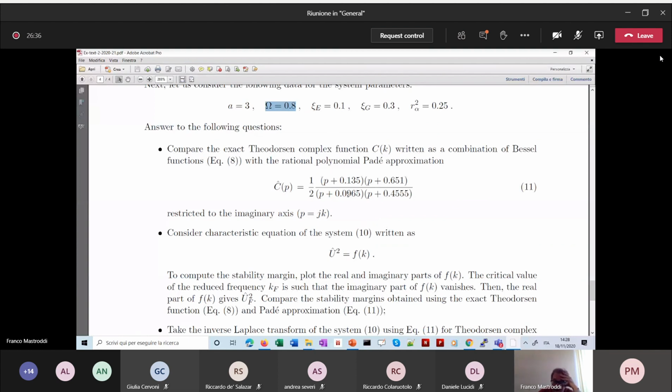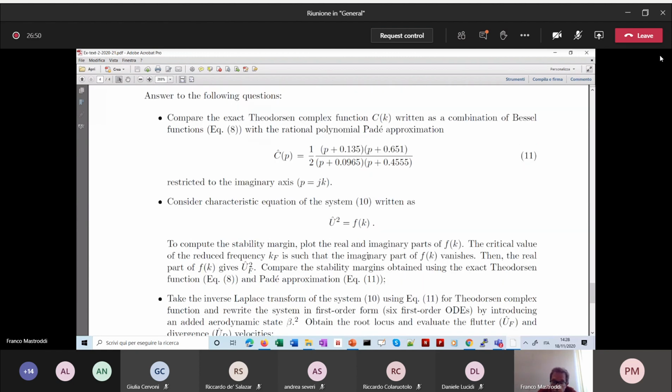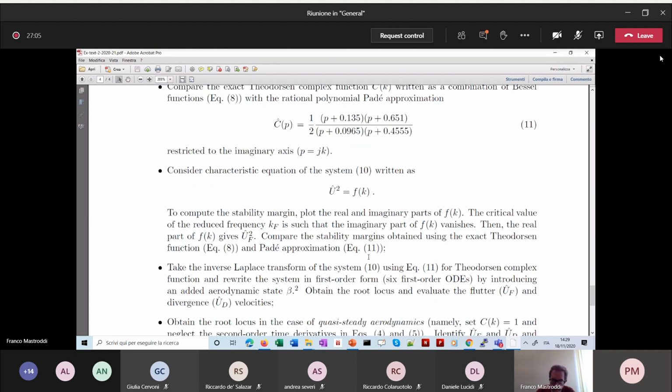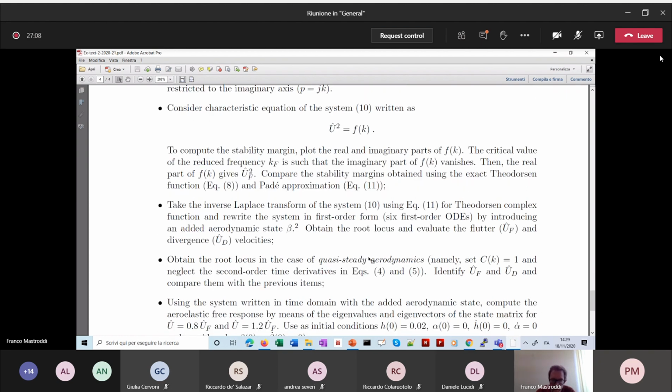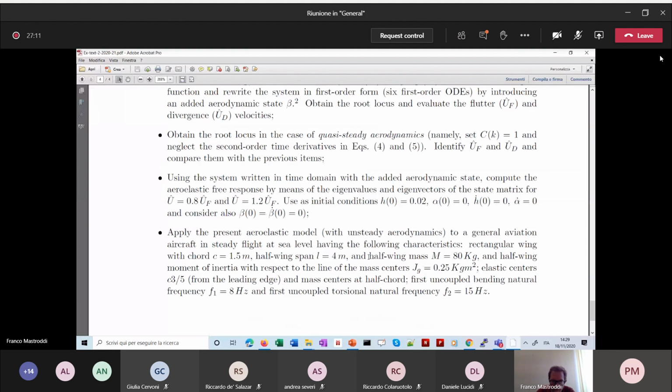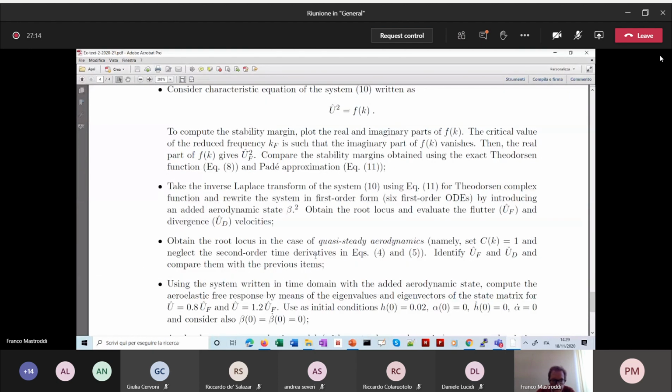First, assuming the exact expression for the Dawson function, and then doing the procedure that I illustrated to you with the approximated one. When you have the approximated one, you have the capability of rewriting your system in a full state space form. And so you can compare the flutter limit found in the first and the second case respectively. Okay? In this exercise, just to complete the view, we have this, and this is a very interesting point.